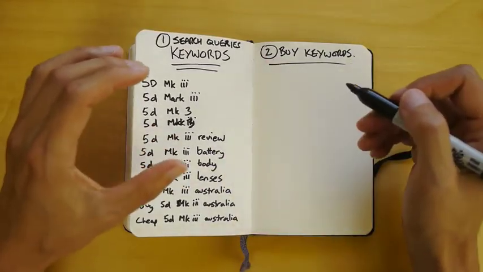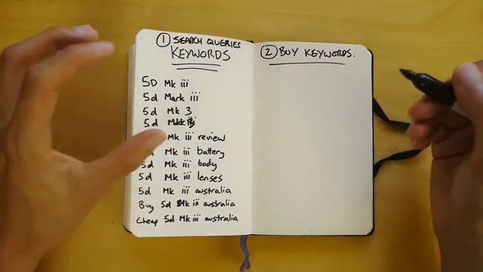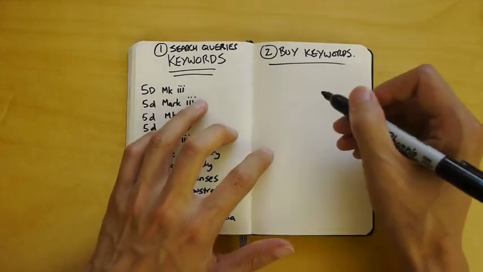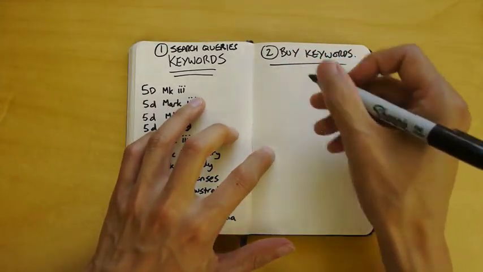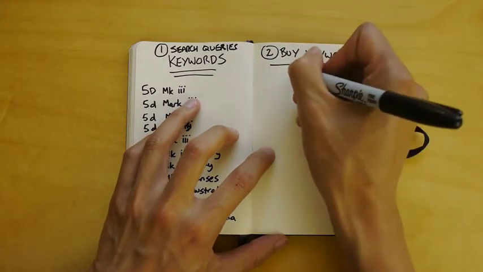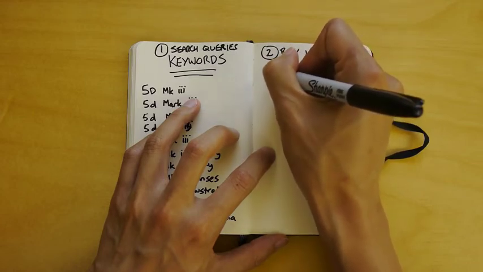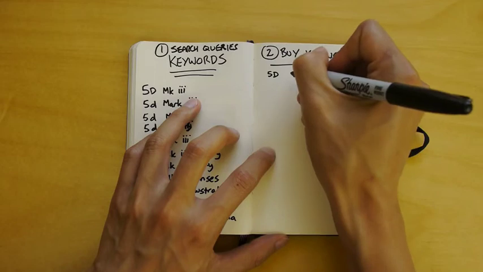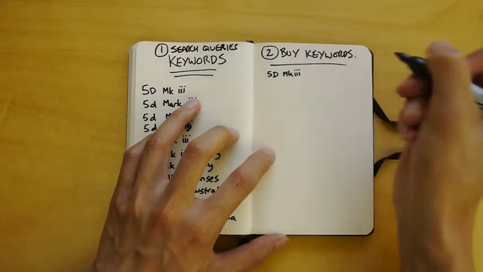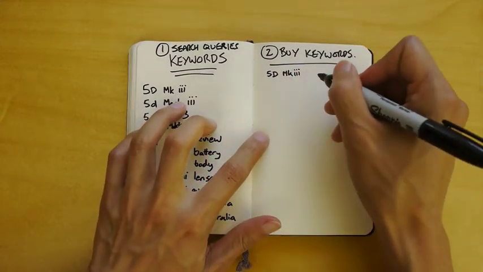So to make things complicated, you need to remember these 4 different ways, or they're actually called 4 different match types. I'm going to write them down, and then we'll walk through them. The first way that we could buy these keywords is what's called a broad match. I'm going to write down exactly the keyword that you would buy in the Google interface. In this case, I'll buy 5D Mark III, and that's it. So I'm just buying that keyword as it is. This is called broad match.